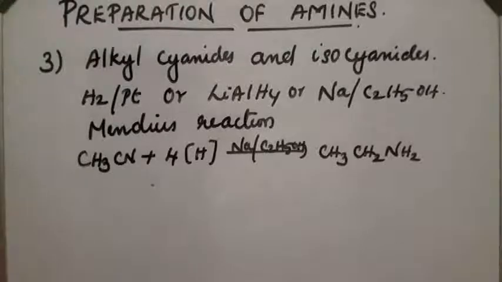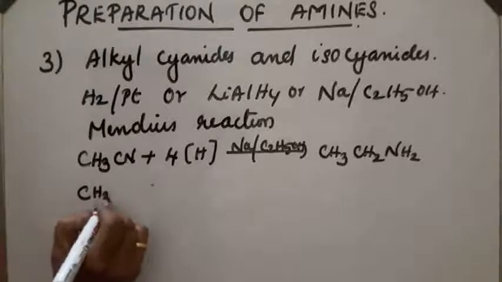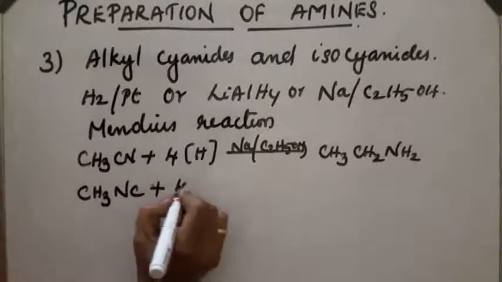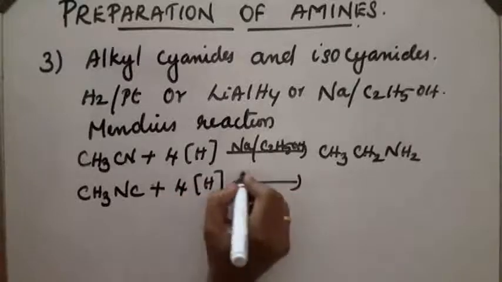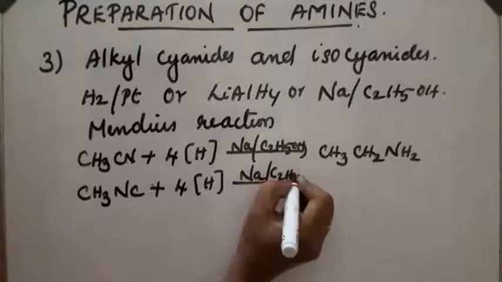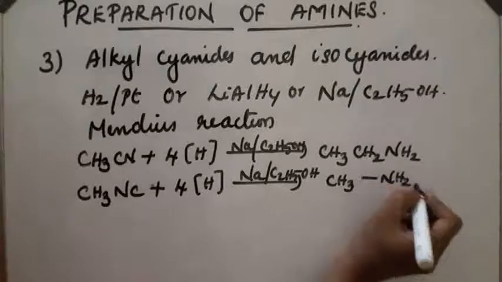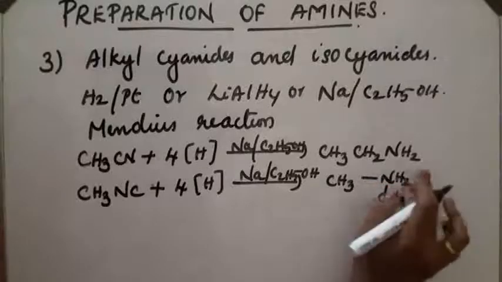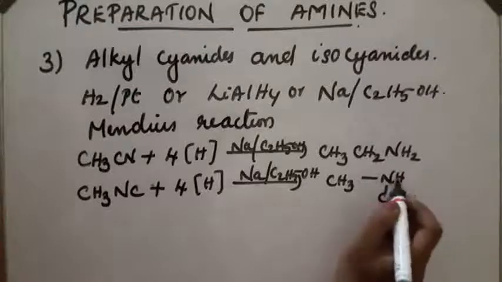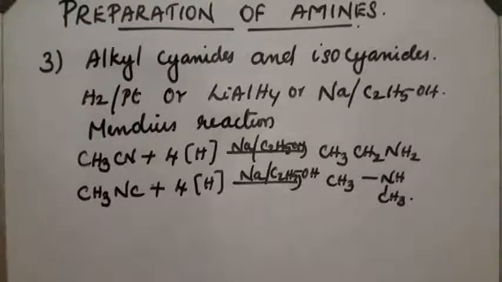Now, in the case of isocyanide, CH3NC plus 4H, a similar reaction takes place and gives CH3NH CH3. So a secondary amine is obtained. In the case of the first reaction, alkyl cyanide, a primary amine is obtained, and here a secondary amine is obtained.